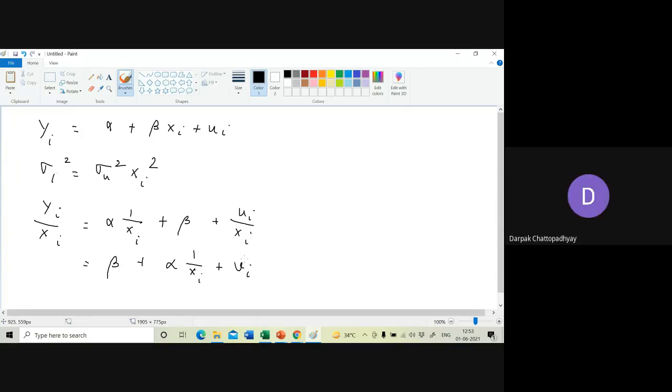Yes ma'am. However, not always sigma i square is equal to sigma u square zi. So you can have sigma u square zi square as we considered. So in that case, the transformed model will be yi by zi is equal to alpha by zi plus beta xi by zi plus vi.